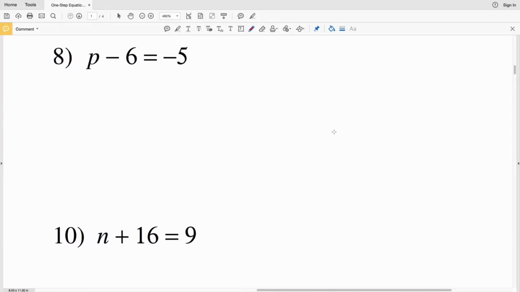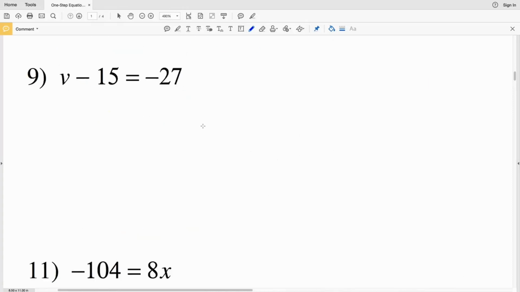Number 8, p minus 6 is equal to negative 5. We're going to add 6 to both sides, since you can picture this as adding a negative 6, and subtracting that negative would be adding the positive. So adding 6 will leave us with a 0, so we will have p on the left-hand side, and adding 6 to the right, we will get a value of positive 1.